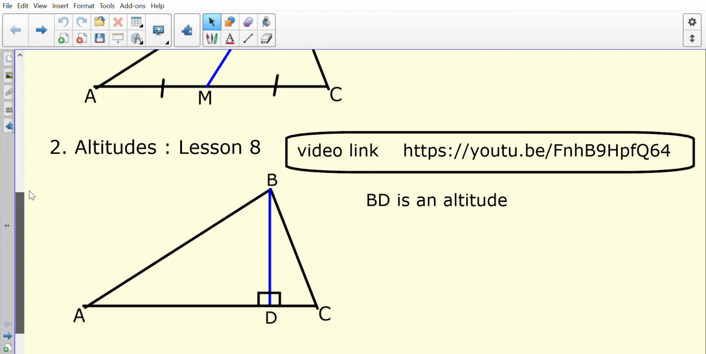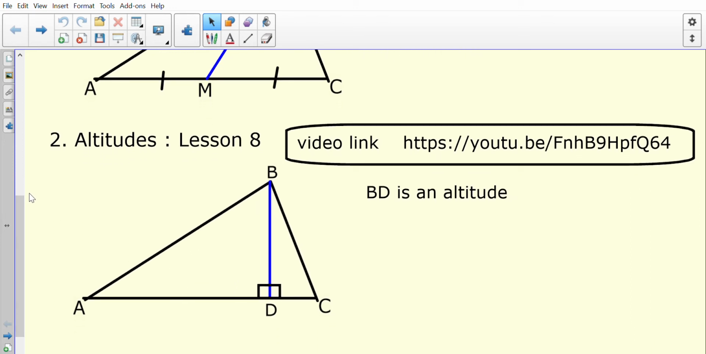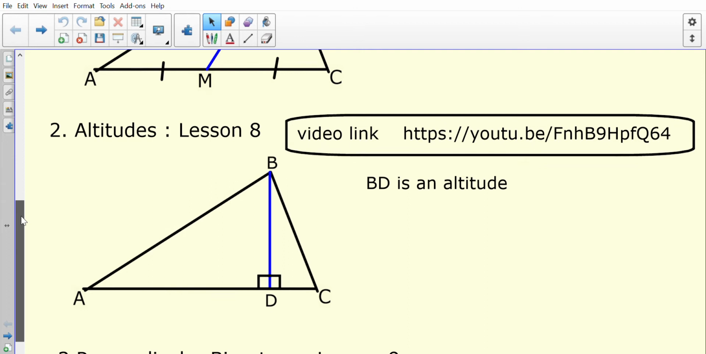altitudes. Again, the link there to the video takes you to altitudes. BD is an altitude, so the altitude here comes from the point B, corner of the triangle, the vertex, and passes through the line AC at a right angle, perpendicular to it. It's not the midpoint, it is at a right angle. So you need to find the gradient of AC and work out the gradient of BD from that.